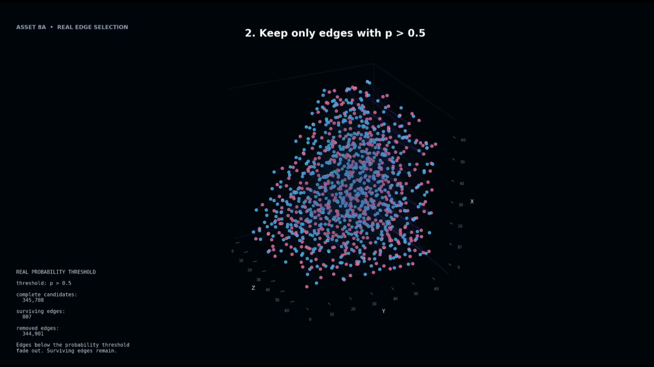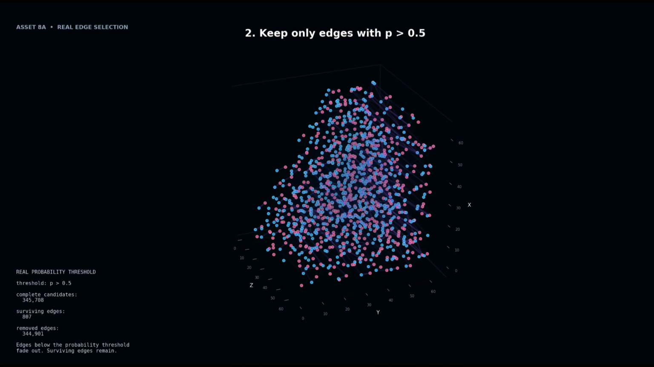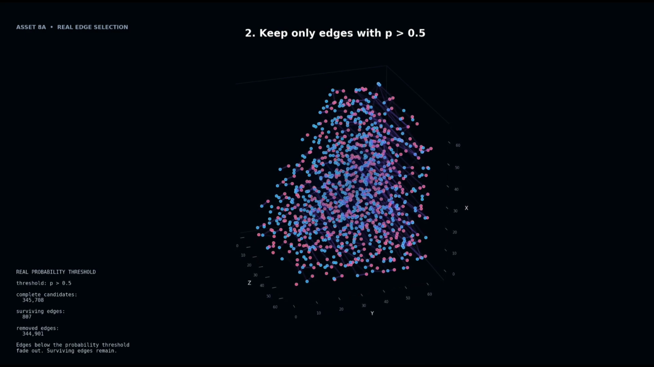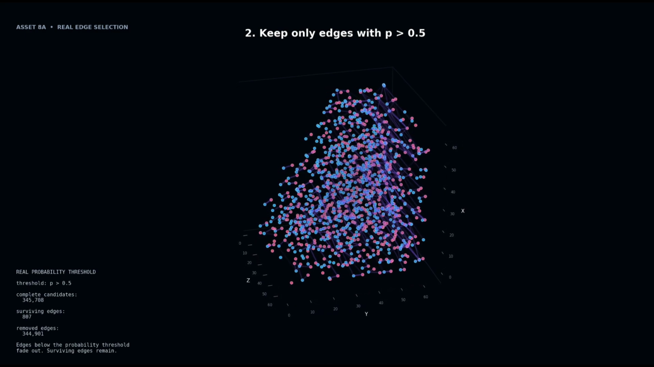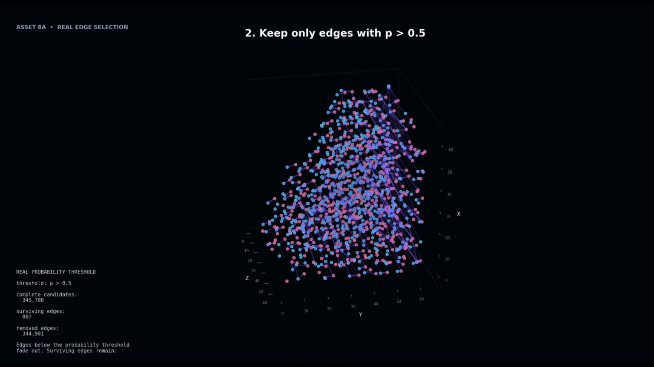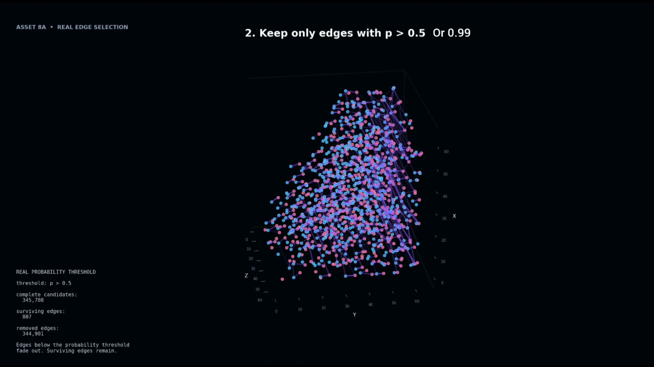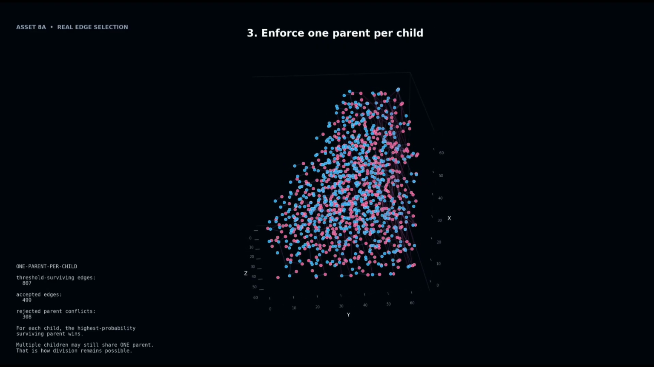The first thing is that we only select edges where the probability is more than 0.5. So it's more likely a realistic condition, something that the transformer predicts is actually an edge. We can also set the threshold as 0.99.